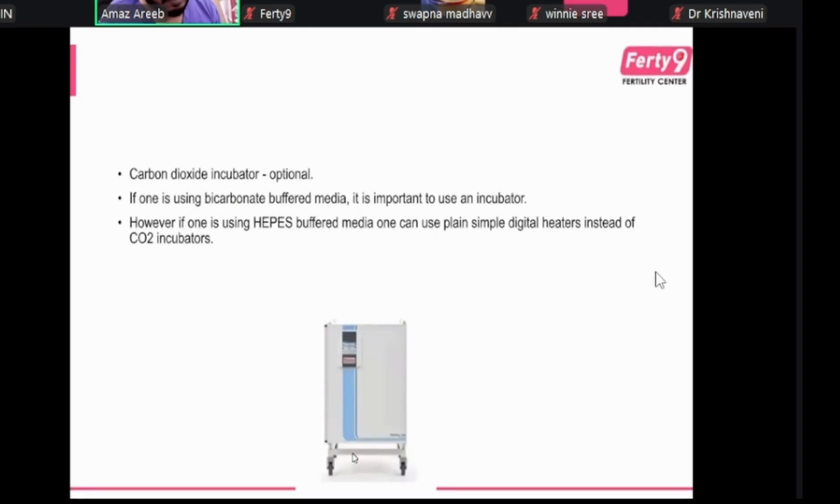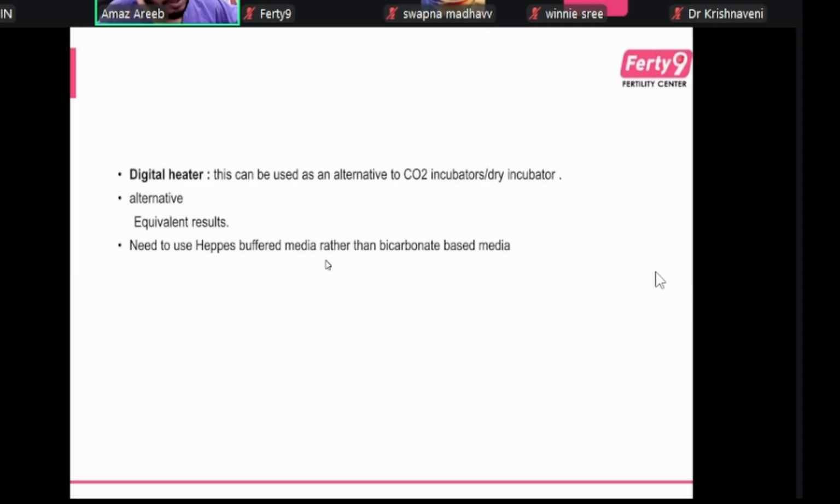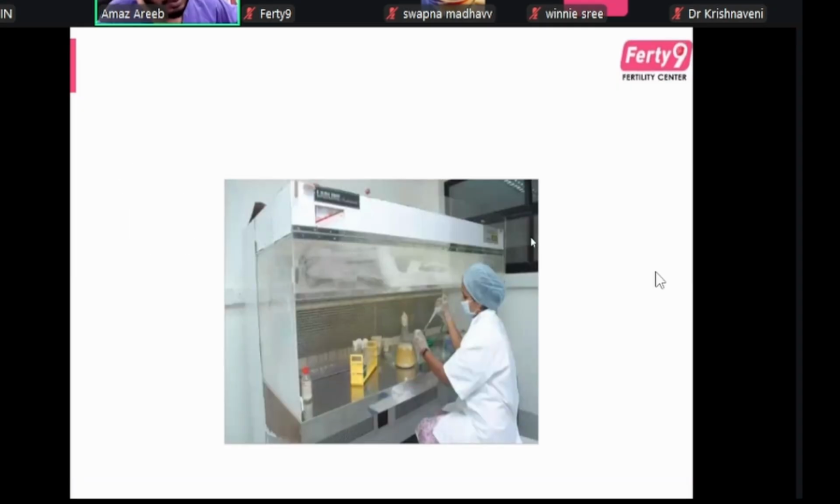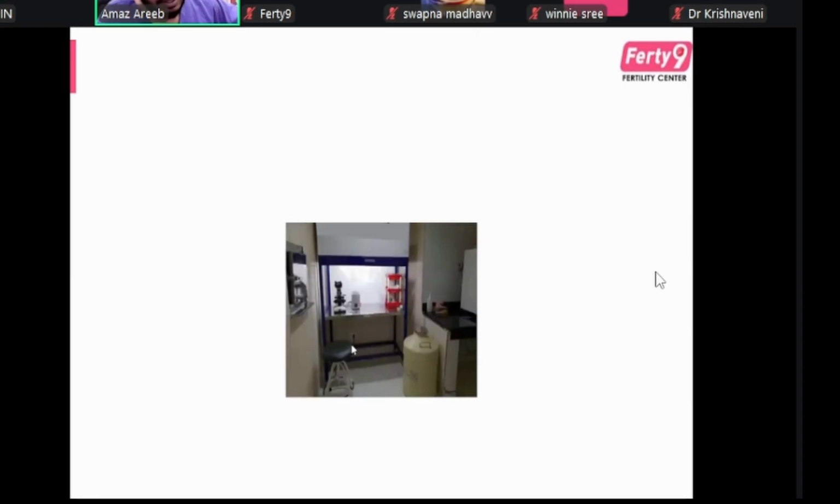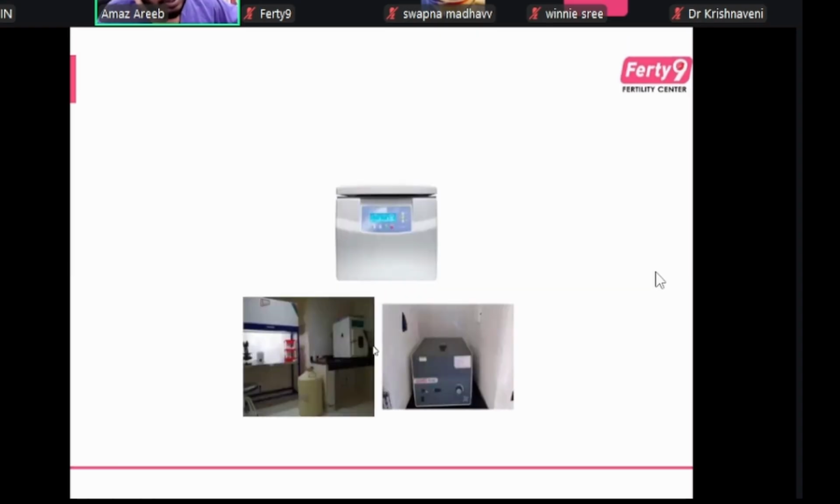A CO2 incubator is not required for level 1. This is the laminar hood where we will be working for semen analysis, which filters the environment with sterile air, along with the cryocan and the laminar hood with a microscope. This is the bare minimum setup that is required for a level 1 clinic.